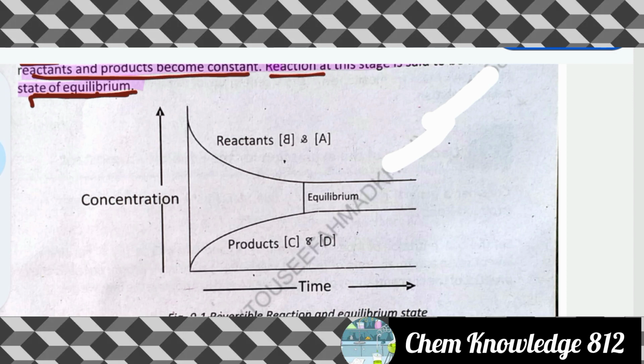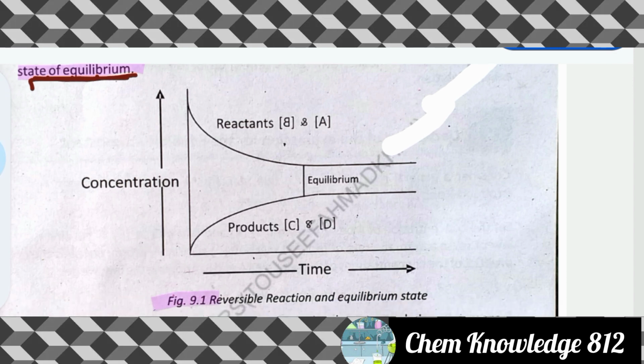Reversible reaction and equilibrium state. So this is the concentration, and if we are going to increase the concentration, so we can say this is the time, increase of time. This is the reactant A and B. If we mix these two, at the initial state the concentration of A and B is maximum, while the concentration of C and D is zero.